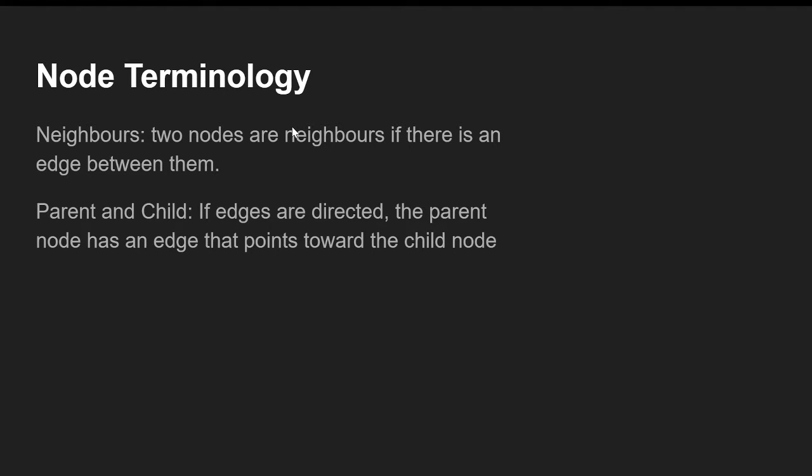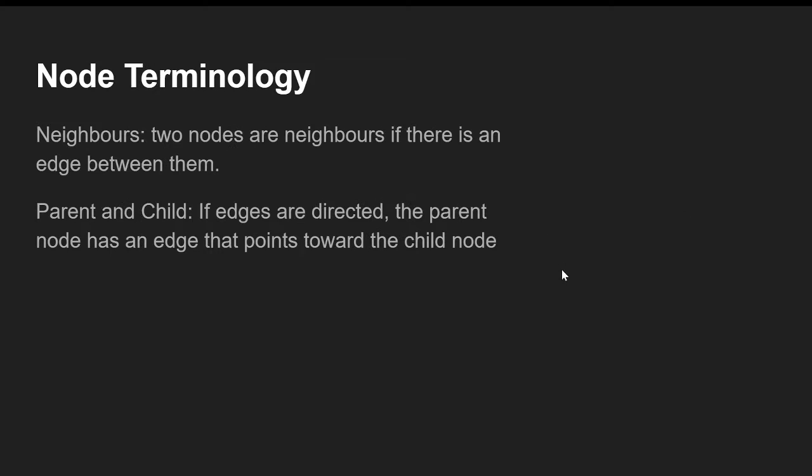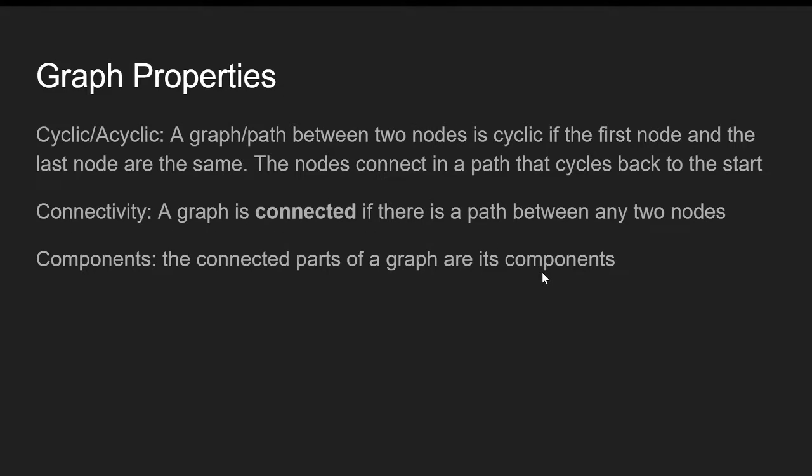All right, and then let's get into some node terminology. So as you saw before, nodes. If two nodes just have a simple connection between them, they're called neighbors. Two nodes are neighbors if there's an edge between them. And then they're only a parent and child if the edge is directed. So the parent, for example, is going to be C, and the child is E, because C is the parent that points towards E, the child. So yeah, that's where we're at.